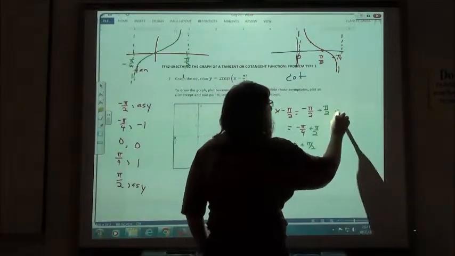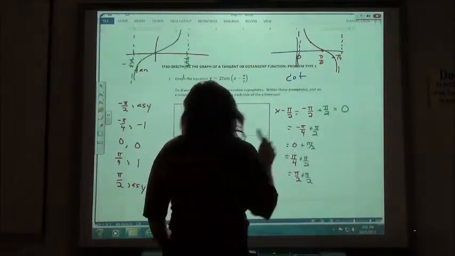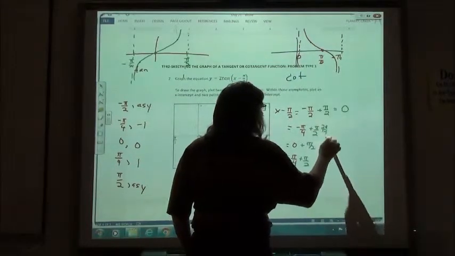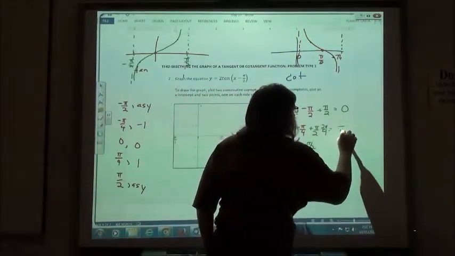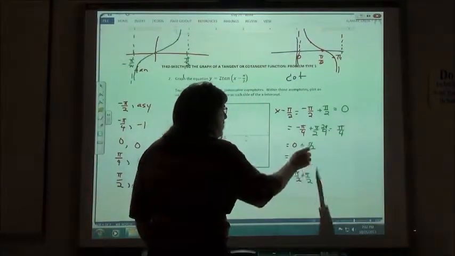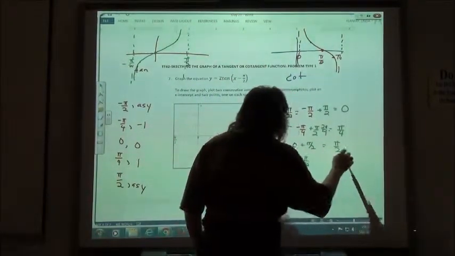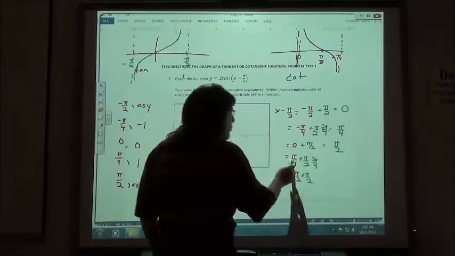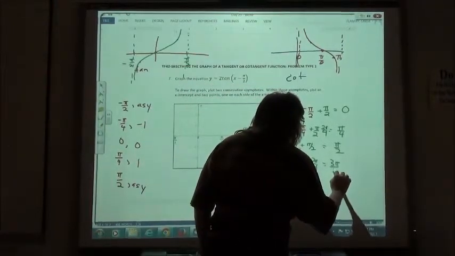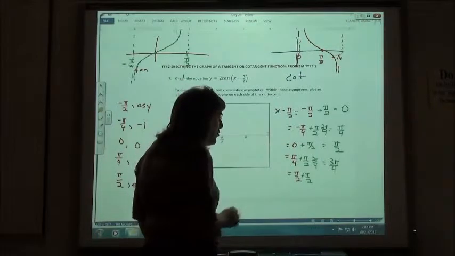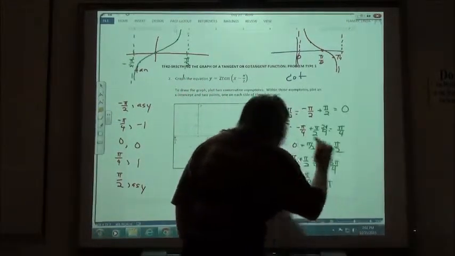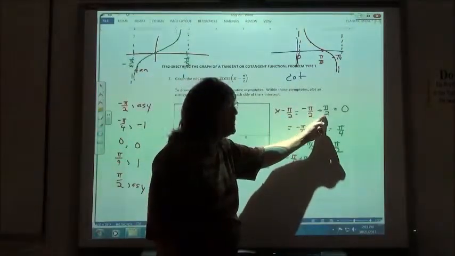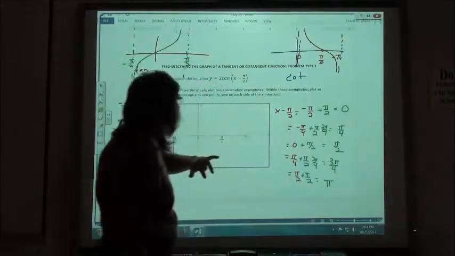Negative pi over 2 plus pi over 2 is going to give me 0. Negative pi over 4 plus pi over 2: this would be 2 pi over 4. Negative 1 plus 2 is going to give me a positive pi over 4. 0 plus pi over 2 is pi over 2. Pi over 4 plus pi over 2, again, this would be 2 pi over 4, so 1 plus 2 is going to give me 3 pi over 4. And pi over 2 plus pi over 2 is 2 pi over 2, which is just pi. So again, thinking of your fractions, negative 1/2, positive 1/2, just ignore the pi, and so forth.